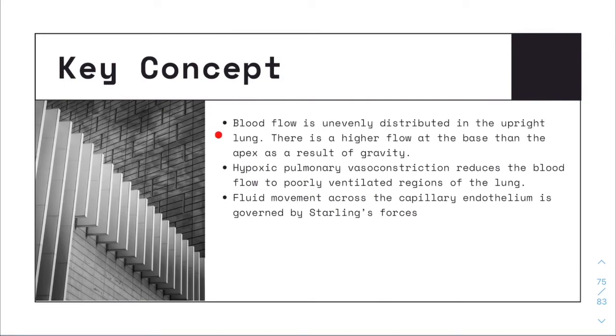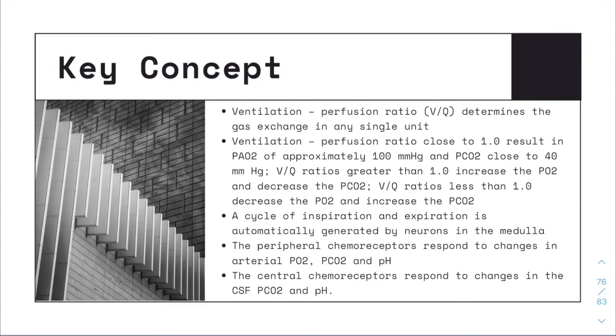Blood flow is unevenly distributed in the upright lung. There is higher blood flow at the base than the apex as a result of gravity. Hypoxic pulmonary vasoconstriction reduces the blood flow to poorly ventilated regions of the lung. Fluid movement across the capillary endothelium is governed by Starling's forces. Ventilation perfusion ratio determines gas exchange in any single unit.